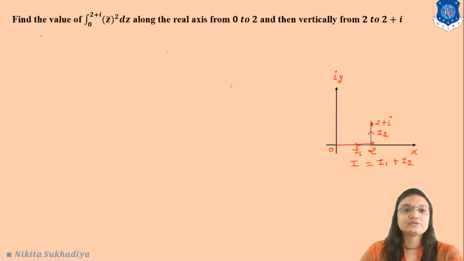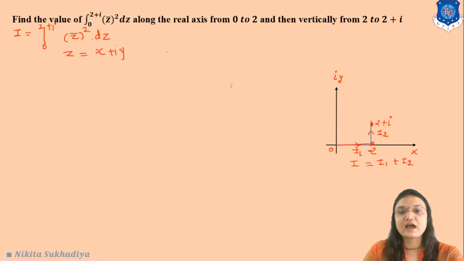Here we have the integration from 0 to 2 plus i of z bar raised to the whole square into dz. We know that z is equal to x plus iy, so z bar will become x minus iy. We want z bar raised to the whole square, so this will become (x minus iy) raised to the whole square.